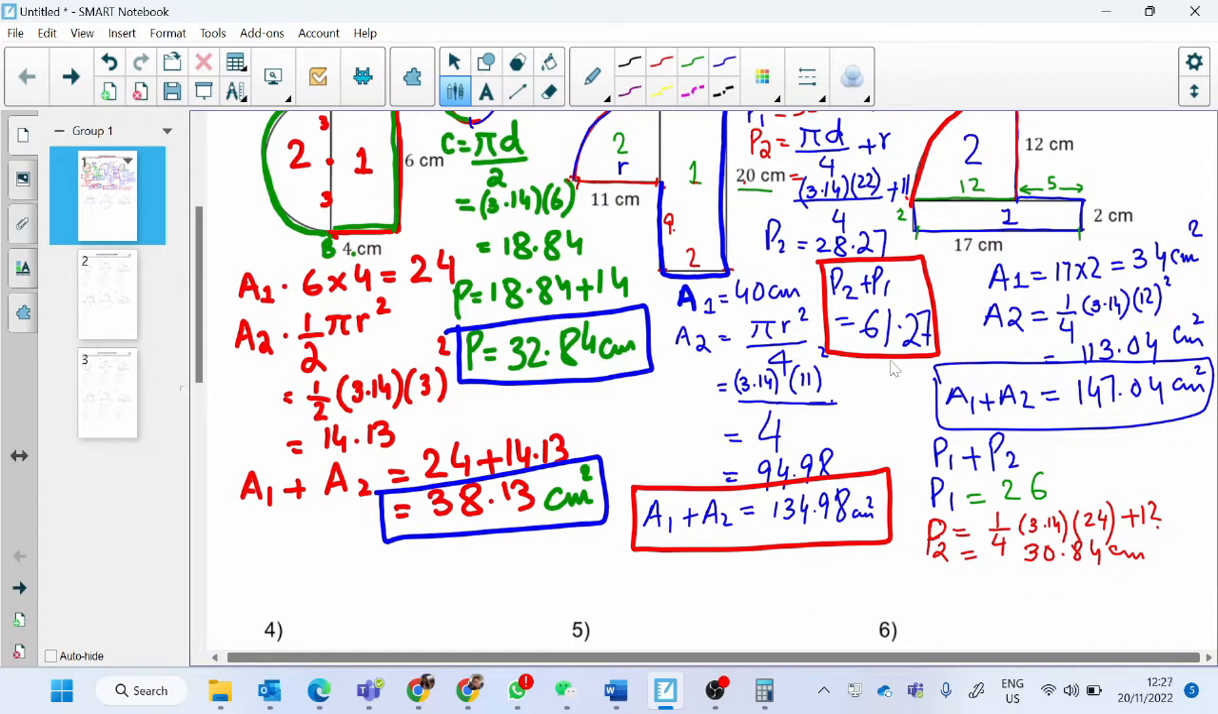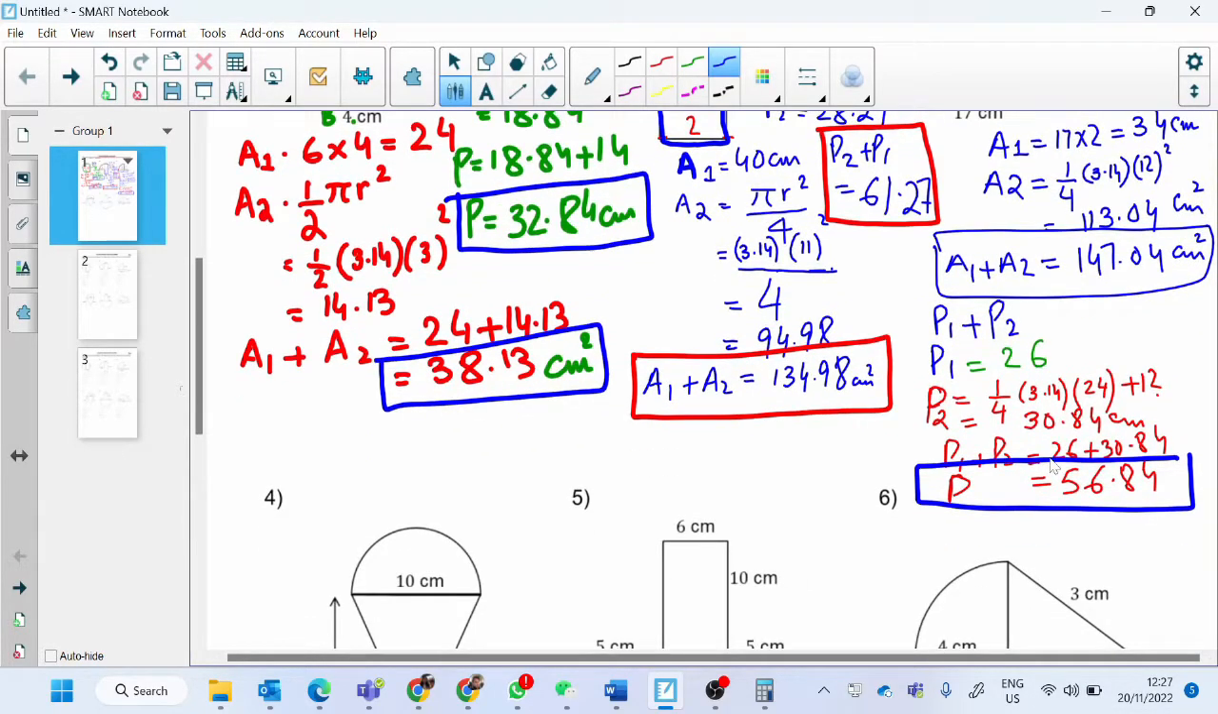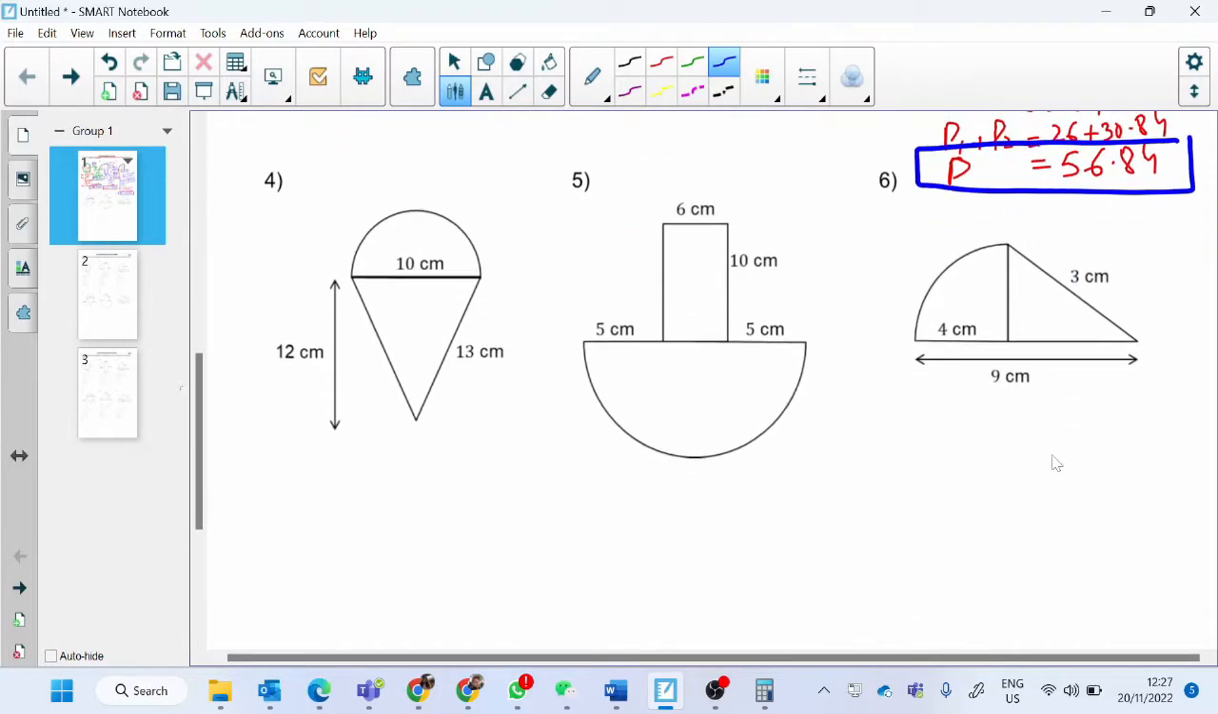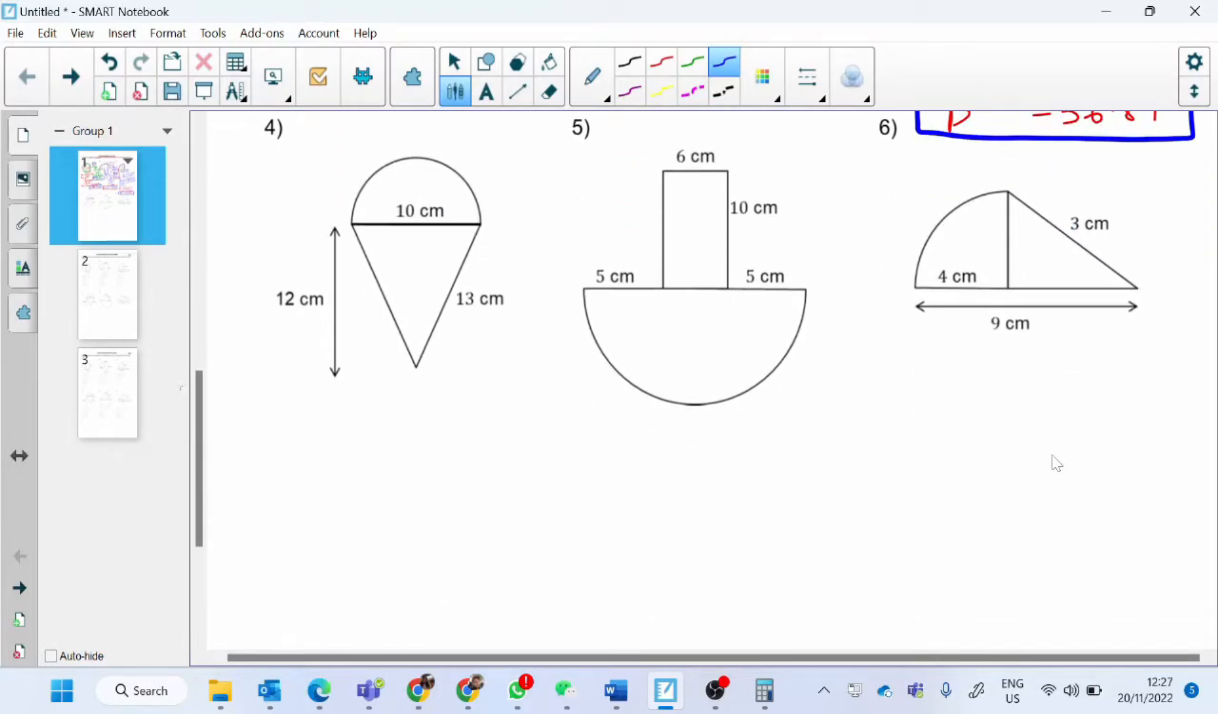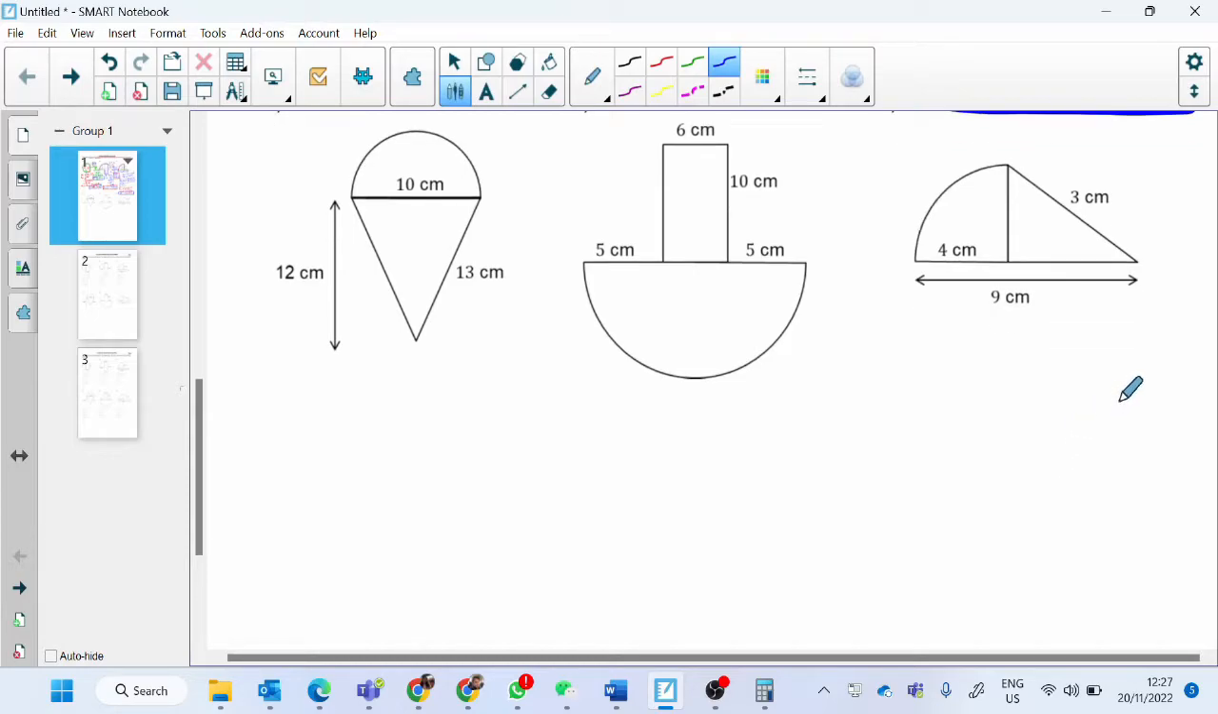perimeter 1 plus perimeter 2, P1 plus P2, and this should give us 26 plus 30.84, which is 56.84. So this is the perimeter of the composite shape. So now we found the area and perimeter of composite shapes. In the same way, here are some more questions. I'm not going to solve all these questions, I'll just explain how to solve.